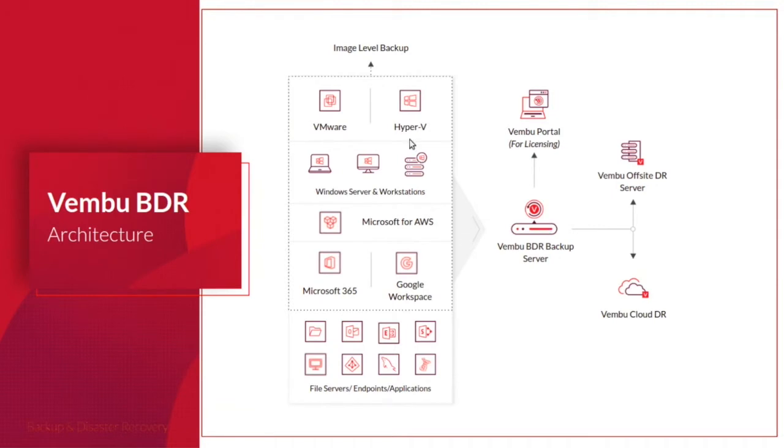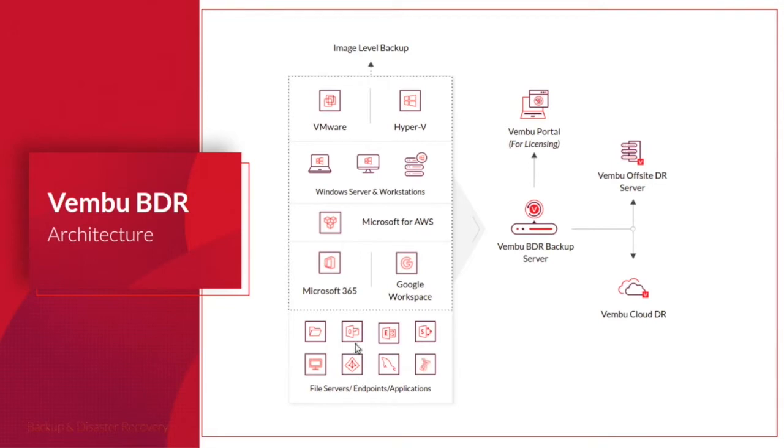You can configure the backup for the VMware virtual machines, Hyper-V virtual machines, Windows servers and workstations. You configure the backup for AWS, Microsoft 365, and Google Workspace. No agent is required. From the Vembu BDR user interface itself, you can configure the backup for these entities.